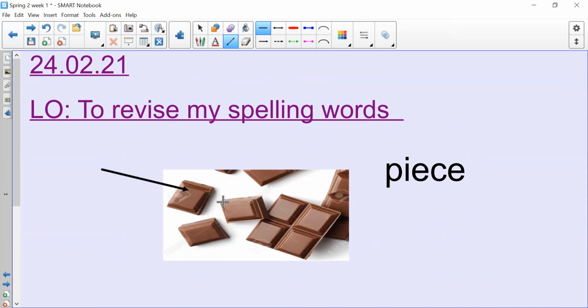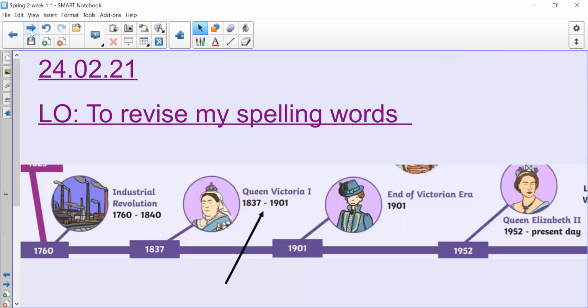So I've got some chocolate and it's broken off into chunks and it's pointing to one of the chunks. So the spelling word that this one represents is peace. Well done if you already spotted that. But it's really important we know which piece we are spelling, because if you just say the word peace, that could be peace spelled like this, or it could be the other piece spelled P-E-A-C-E. Okay, so let's see if you can get this one.